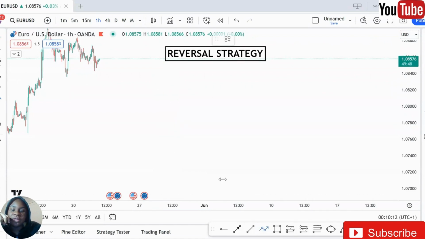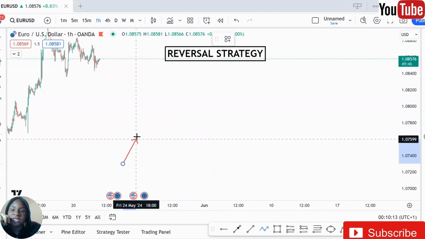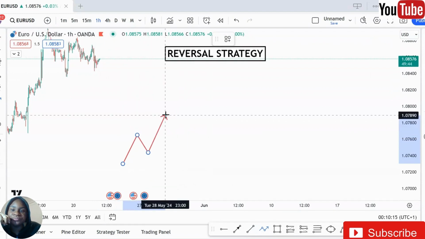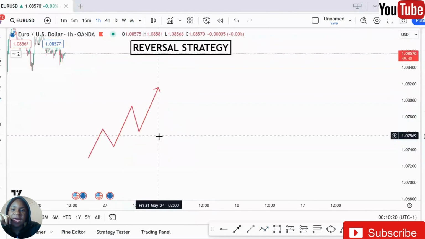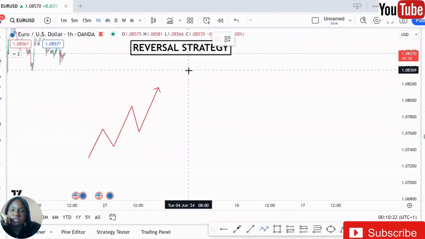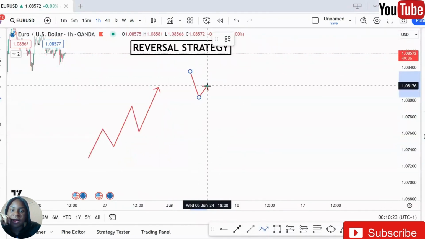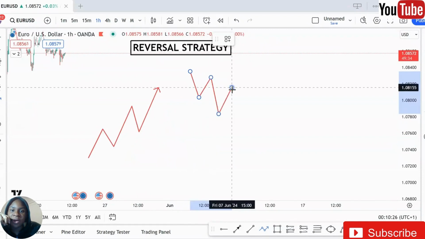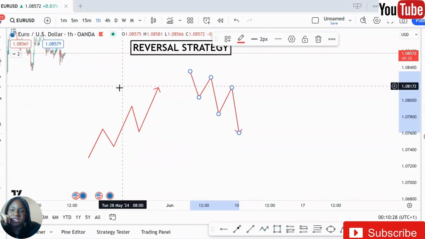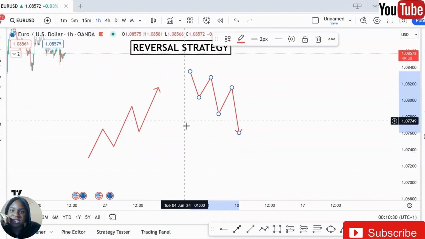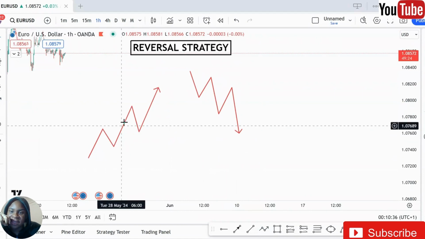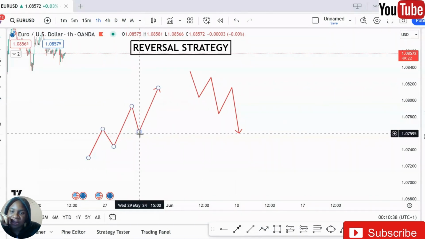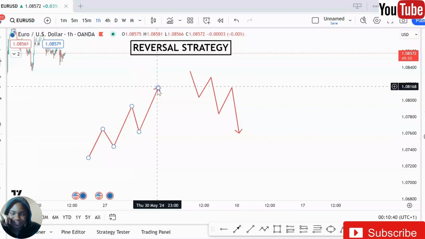Now we all know that for a bullish momentum, market moves higher high, higher low, higher high, higher low, higher high. And for a bearish momentum, it moves lower low, lower high, lower low, lower high, lower low. Now this is for a bullish momentum and this is for a bearish momentum. Don't forget, this is our higher high, higher low, higher high, higher low, and higher high.